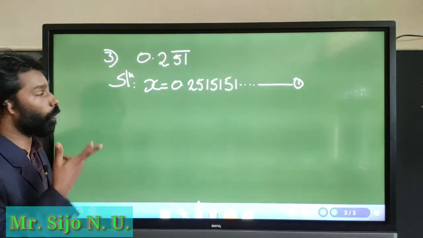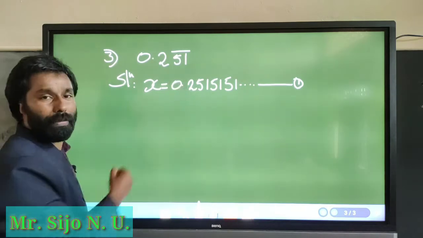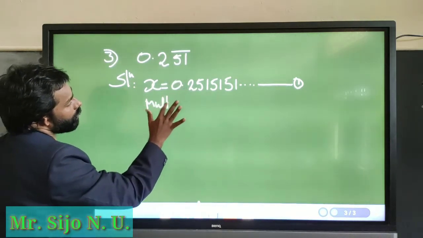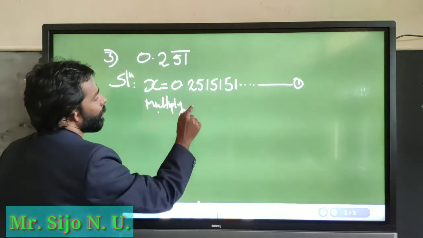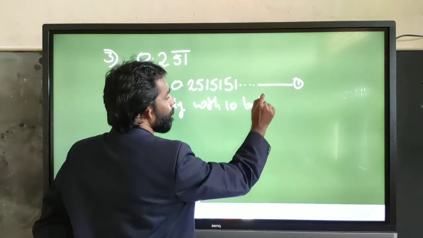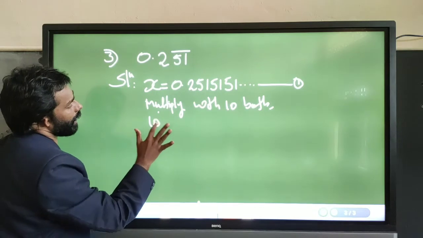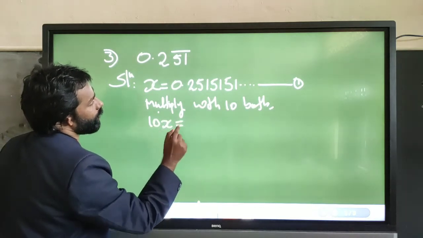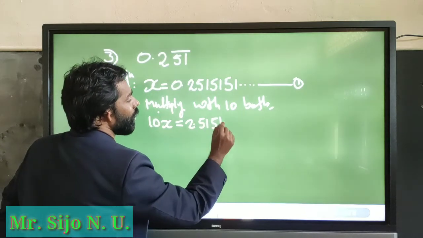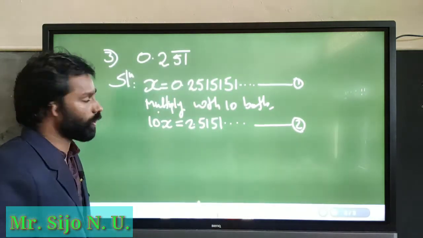Now we can check after the decimal point only one digit is there without repeating. So what we have to do? We have to multiply with 10. Only one digit is without repeating. So we can multiply equation number 1 with 10 on both sides. We know the equation will be balanced. So we'll get 10x equal to 2.5151 etc. This will be considered as equation number 2.